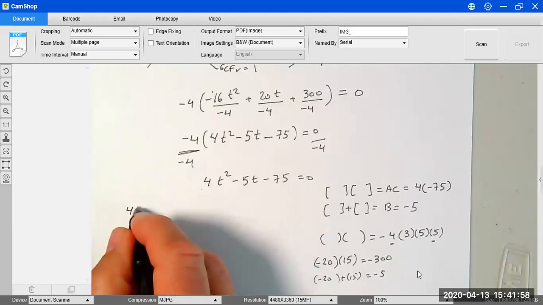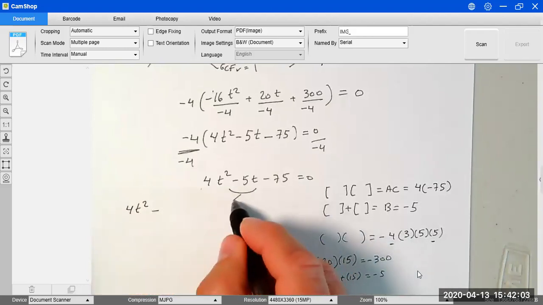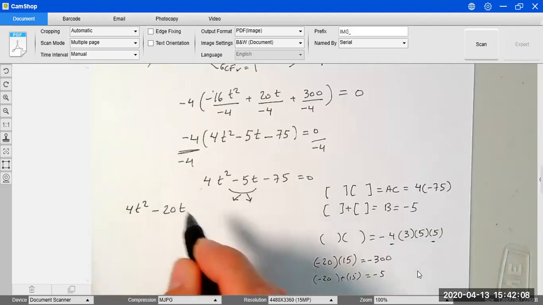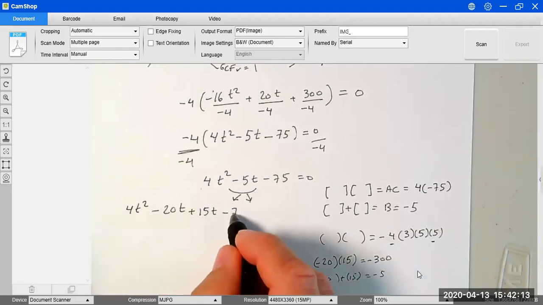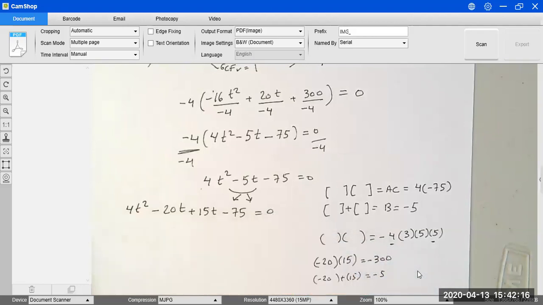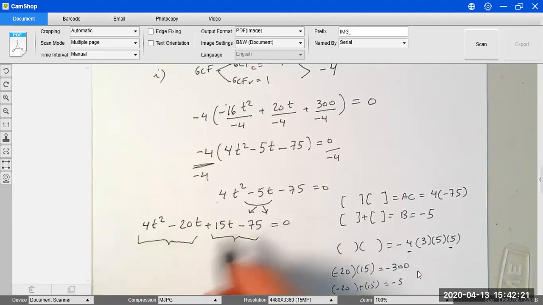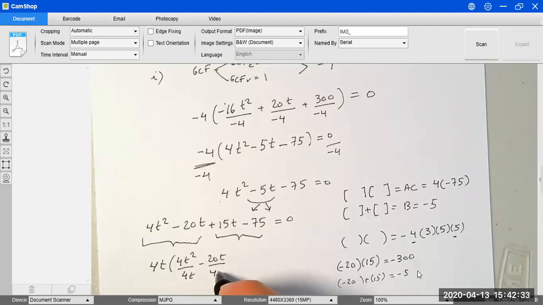So I have my first term, 4t squared. Then I'm going to break the middle term into pieces. One piece is going to be negative 20t, positive 15t, negative 75, and this is equal to 0. So now I'm going to do factoring by grouping. So what is the greatest common factor of the first group? It's going to be 4t, and then I'm going to divide 4t squared over 4t and negative 20t over 4t.